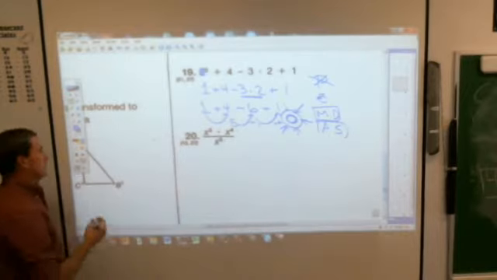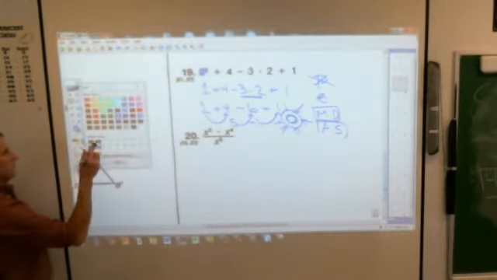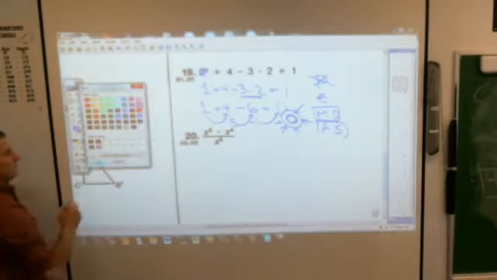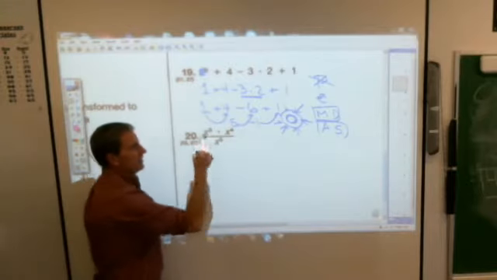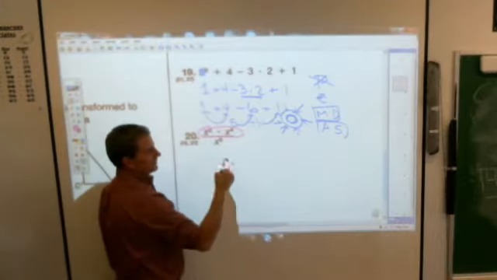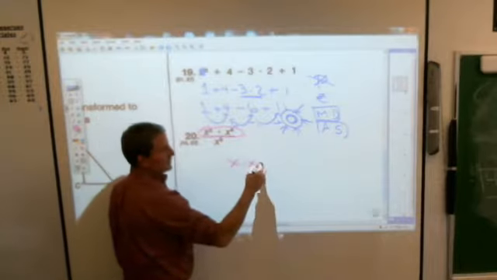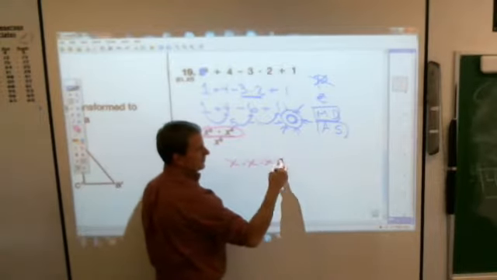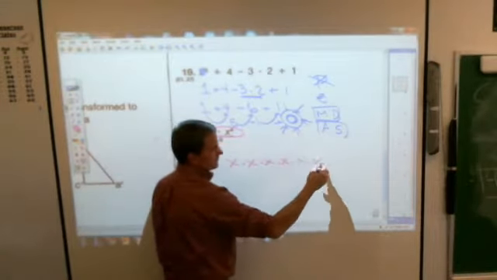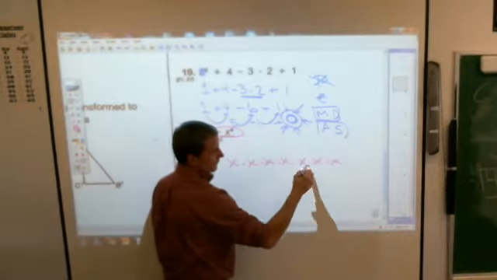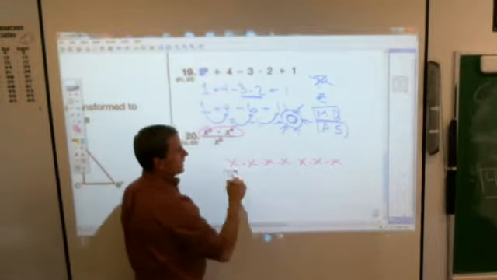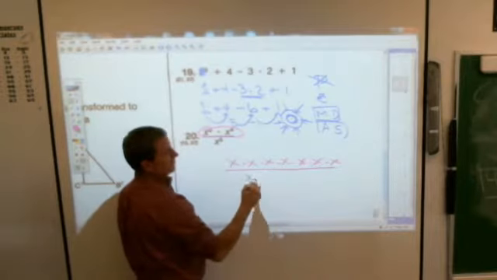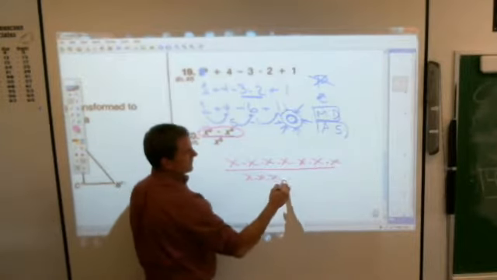Ladies and gentlemen, problem number 20. There are a couple different ways to think about it, but it would probably be best if you thought of it this way. On top, I have x to the third times x to the fourth. Well, x to the third is this. X to the fourth is 4 x's times themselves. On the bottom, you have x to the fifth. That's 5 x's times themselves.